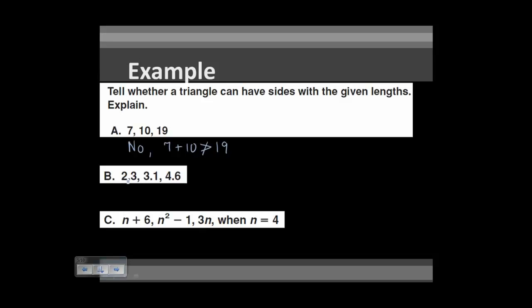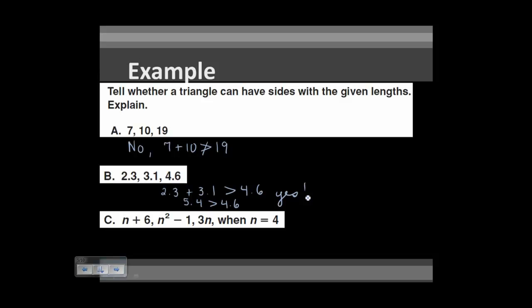Let's try this. Our two shorter sides are 2.3 and 3.1. So 2.3 plus 3.1, is that greater than 4.6? Well, if we add these guys together, we get 5.4, and that's greater than 4.6. So yes, a triangle will be formed there because the sum of the two shorter sides is longer than the longest side.